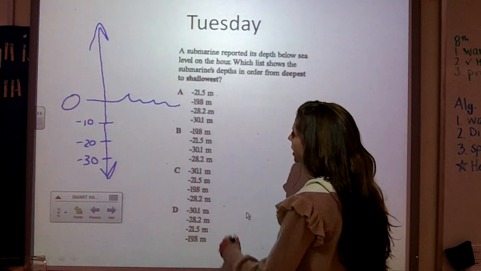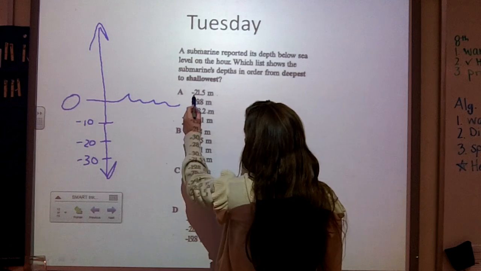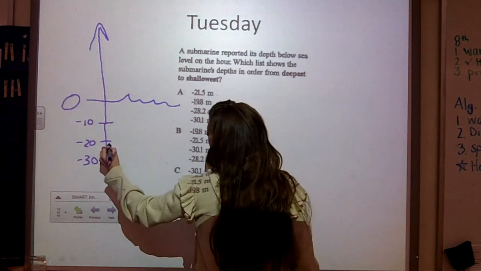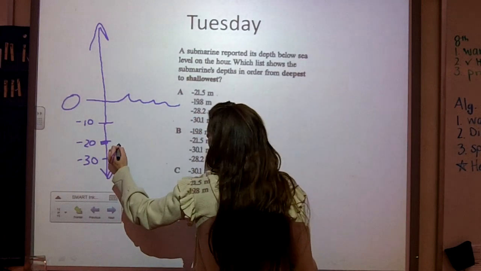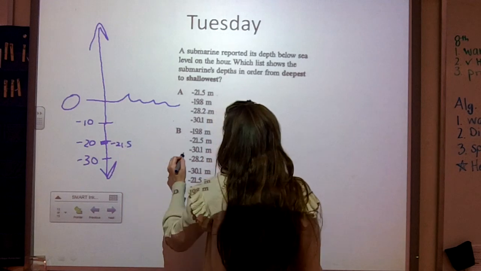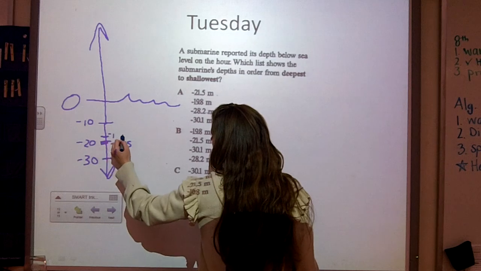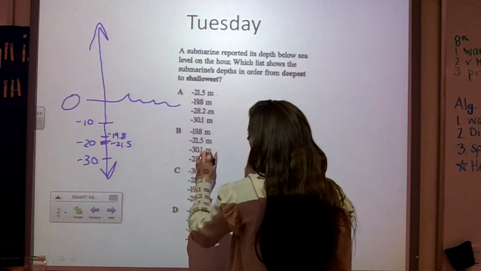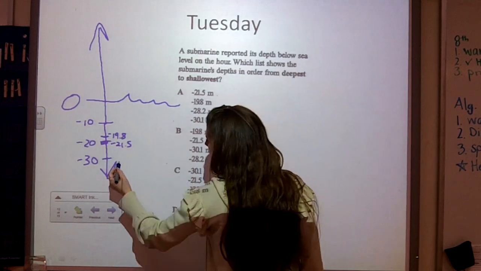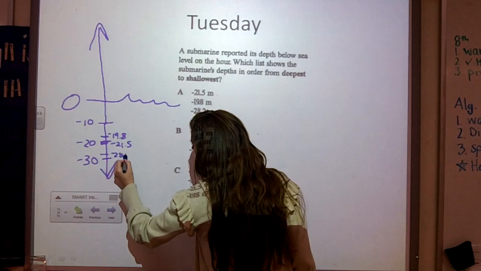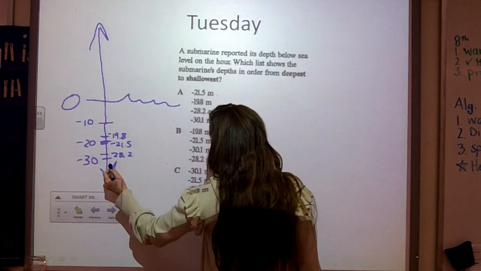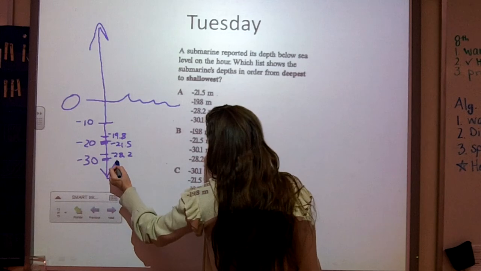So I'm going to go ahead and put these in. I'm going to start with negative 21.5. That would be right here. Negative 19.8. Negative 28.2. And negative 30.1.